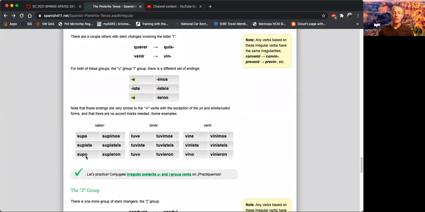Supe, supiste, supo, supimos, supisteis, supieron. Tuve, tuviste, tuvo, tuvimos, tuvisteis, tuvieron. Vine, viniste, vino, vinimos, vinisteis, vinieron.